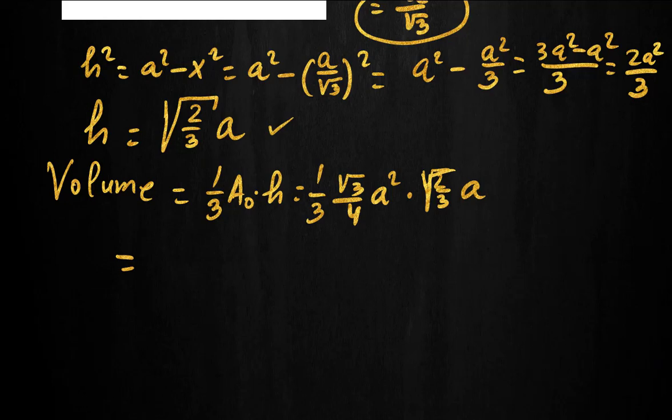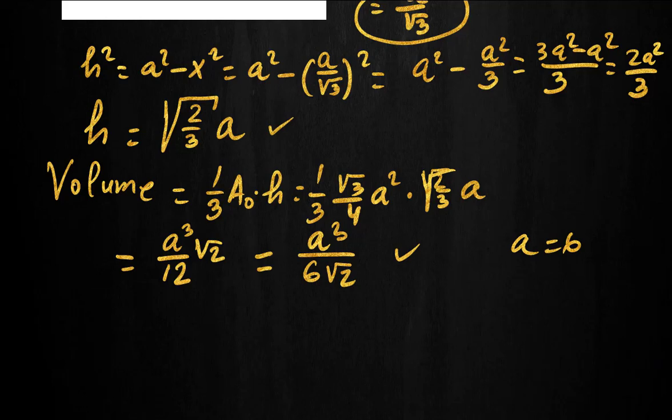We have 12 in the denominator, square root of 3 merging with square root of 2 over 3, we get square root of 2, and we get a cubed. A squared times a is a cubed over 12, now times square root of 2. So if we multiply numerator and denominator by square root of 2, we get a cubed times 2 over 12 times square root of 2, and we simplify, we get a cubed over 6 times square root of 2.